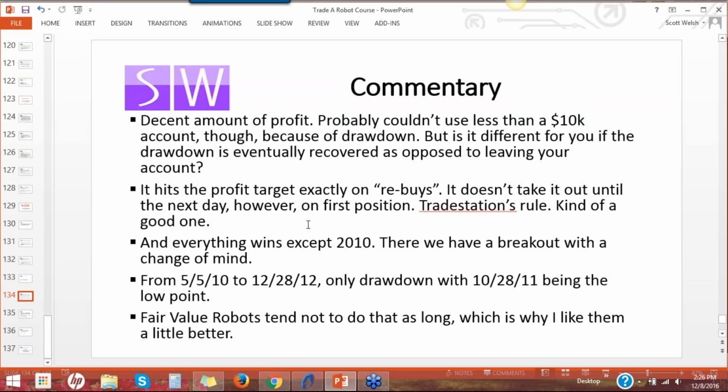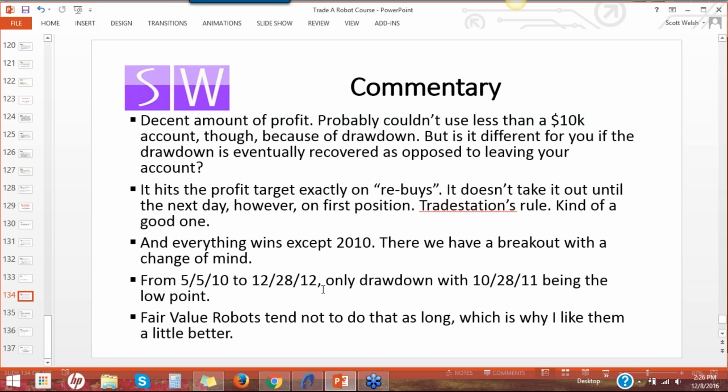But that's a TradeStation rule, which is, I think, maybe a good one. And everything wins except that period in 2010. That's pretty cool. And of course, then we bought a breakout with a different change of mind. We bought at the high. We showed that. Think about that. From 5/5/2010 to 12/28/2012, you got out of it in profit, but you would have had to wait that long.